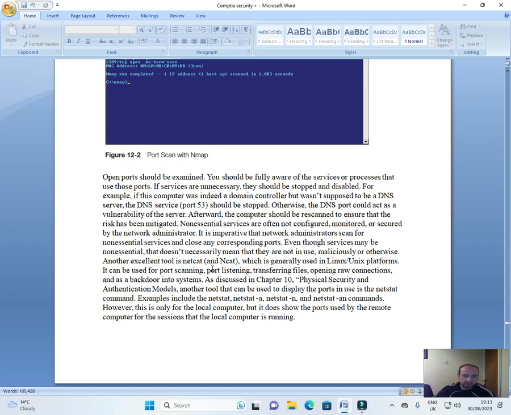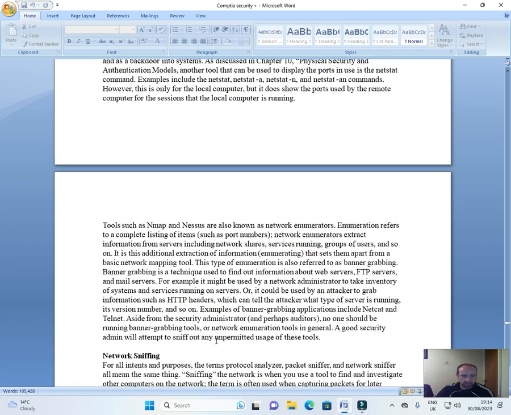Another excellent tool is Netcat and Ncat, which is generally used in Linux and Unix platforms. It can be used for port scanning, port listening, transferring files, opening raw connections, and as a backdoor into systems, as discussed in Chapter 10, Physical Security and Authentication Models. Another tool that can be used to display the ports in use is the netstat command. Examples include netstat, netstat -a, netstat -n, and netstat -an commands. However, this is only for the local computer, but it does show the ports used by remote computers for the sessions that the local computer is running.